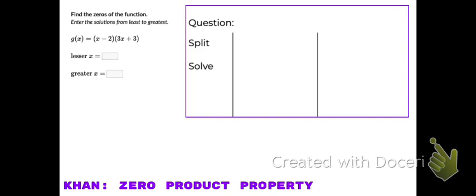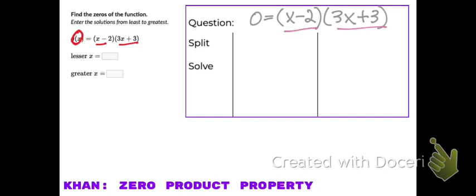Notice it's not something that very obviously you can use the zero product property, but notice we are multiplying this times this. The first step is to change the function notation to a 0, because we want to know what is x when the function is 0, when y is 0. Now we can use the zero product property, because this times this is 0. So either x minus 2 equals 0, or 3x plus 3 equals 0.